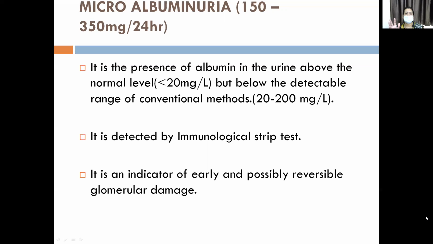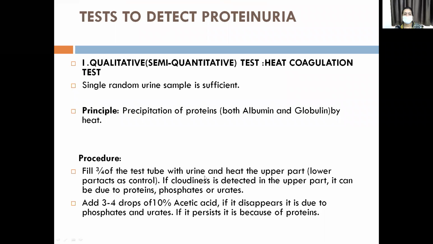So microalbuminuria detection is very, very important. Even if every month a person goes for routine urine examination to check for sugar and proteins, the proteins can be missed in the urine unless it becomes more like 1 gram or something. So if we can find this 150 to 350 milligrams, we can prevent a lot of progressing damage to the kidney. So how is it detected? Immunological strip test. It is an indicator of early and possibly reversible damage to the glomerulus.